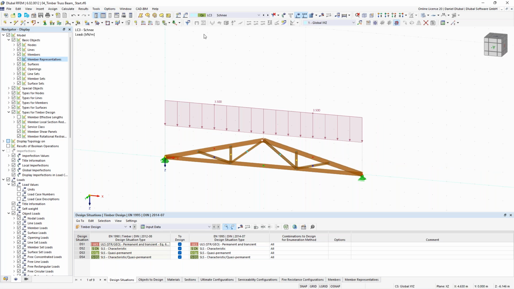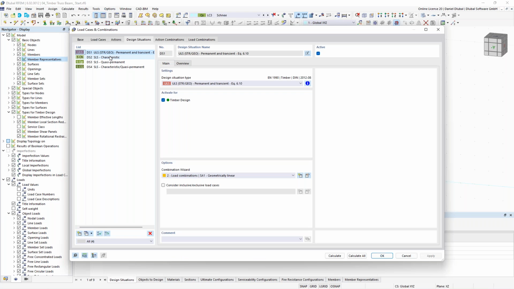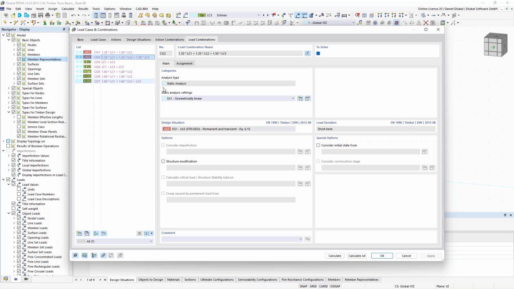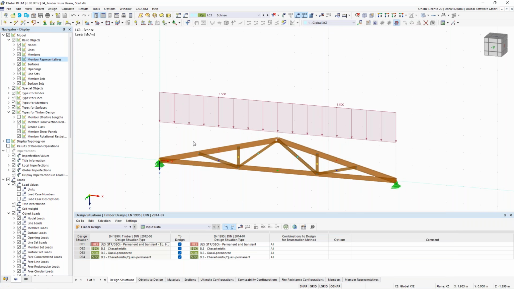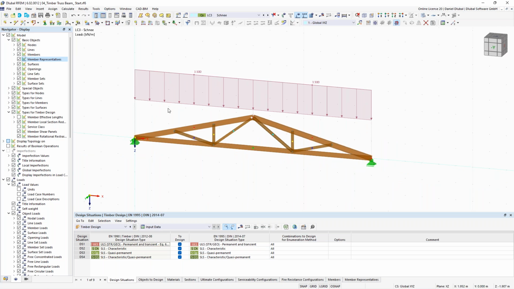Now I go again here to the load cases. And what I want to consider is here all these design situations. This is okay, pretty fine. But all these design situations should be combined according to the theory of first order, so a geometrically linear calculation, because then all load combinations are calculated with the theory of first order. Okay, so much to that. In order to do now the design of timber, we have to give them some buckling lengths just to perform the stability design according to the equivalent member method.